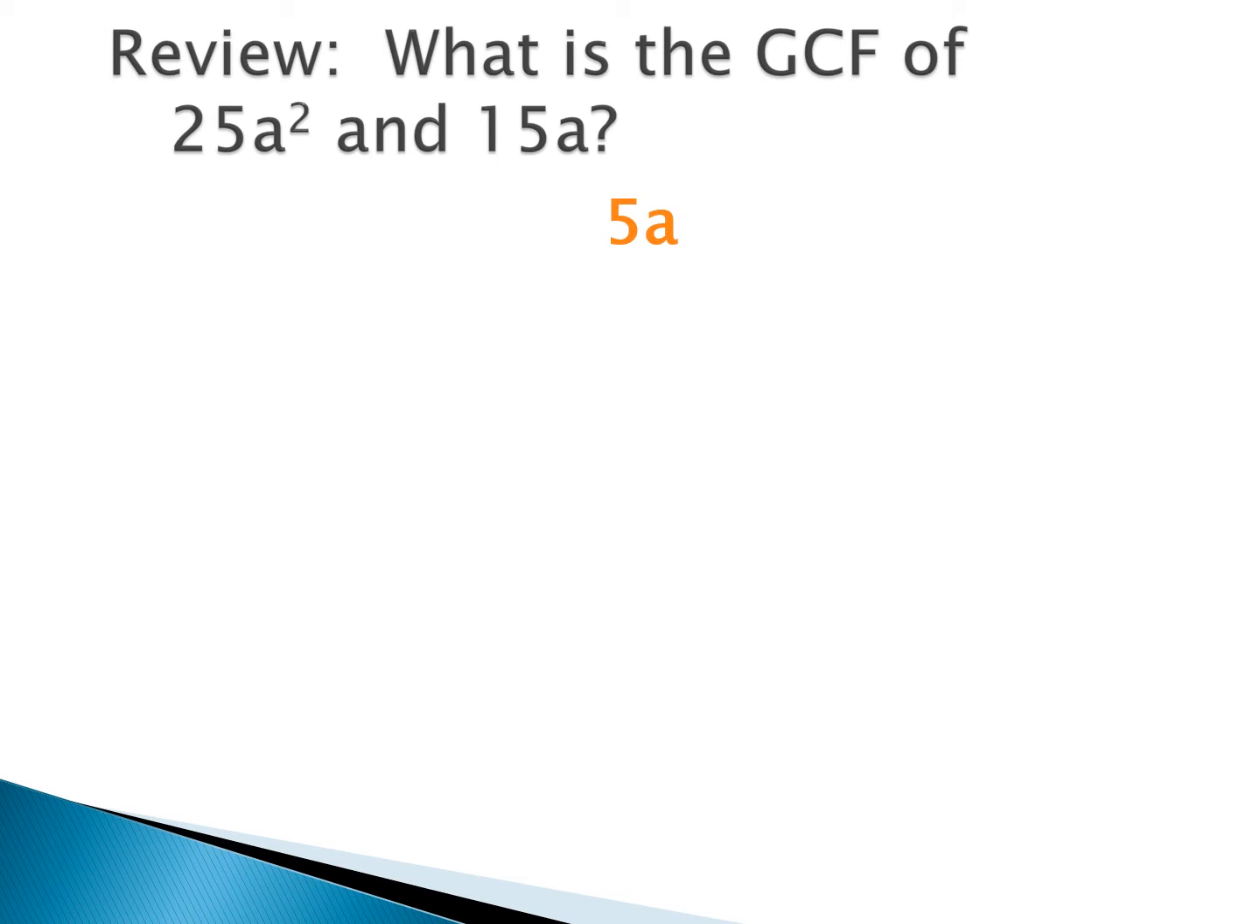Well, that's 5a. So the number that we can factor out of both 25 and 15, the largest number that we could divide out would be 5. For variables, you've got a squared and a, and really it's going to be the lowest exponent of the variable that you have in all of your terms. And so you have 5a as your GCF.